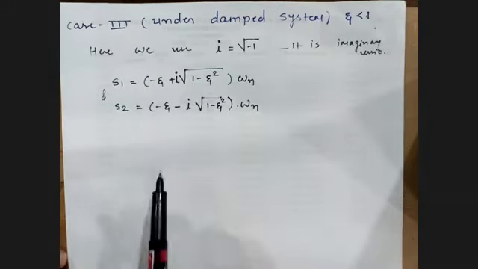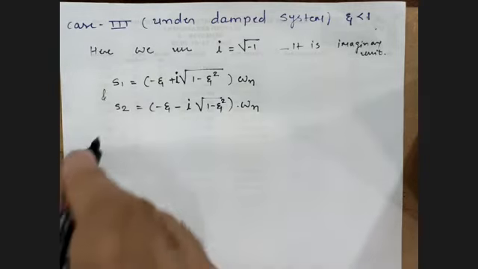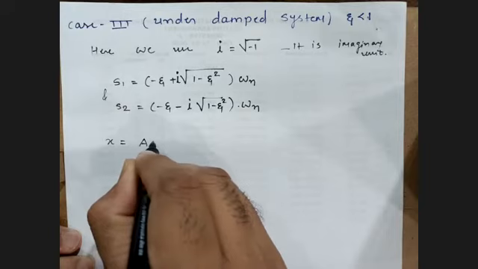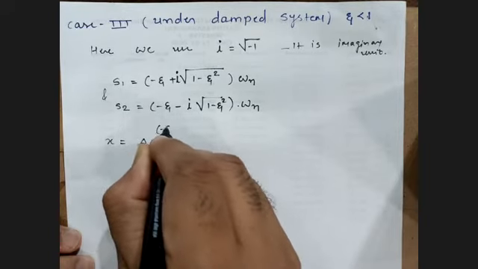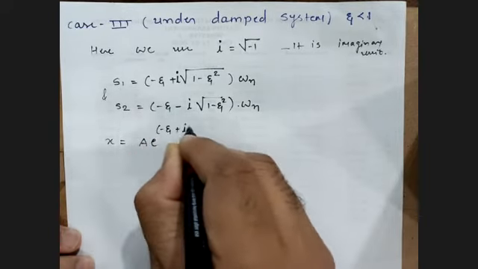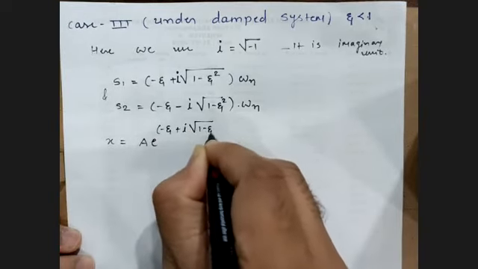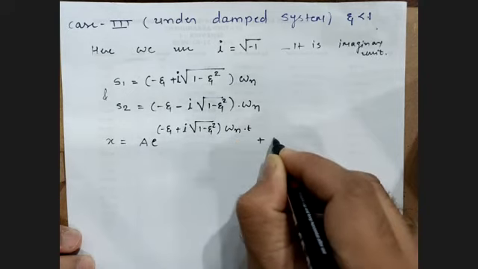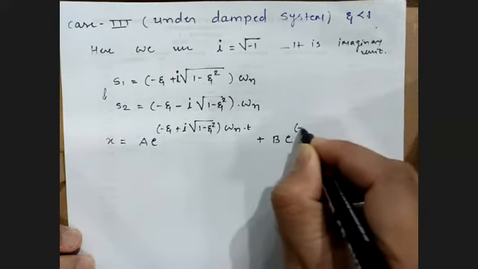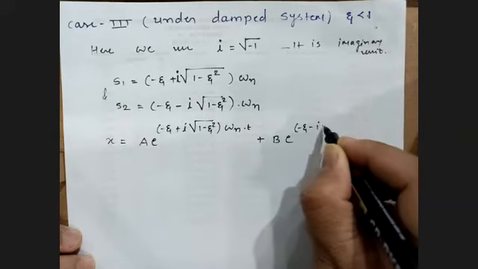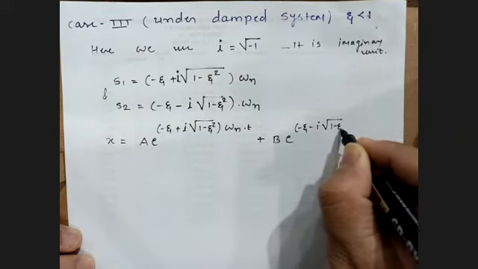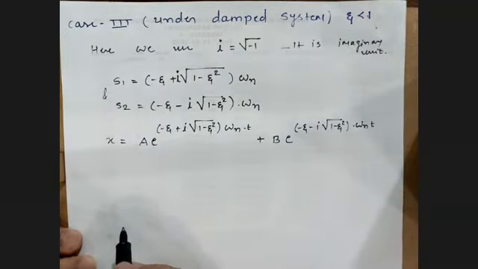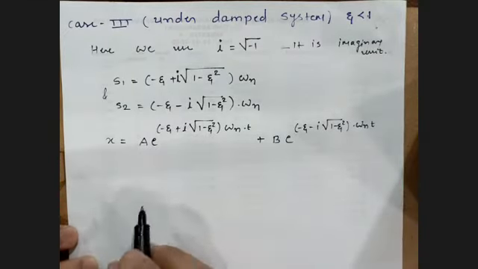It is quite similar to the overdamped system. The initial assumption is x is equal to a e to the power of (minus zeta plus i under root of 1 minus zeta square) into omega n into t, plus b e to the power of (minus zeta minus i under root of 1 minus zeta square) into omega n into t. Now we simplify it further.